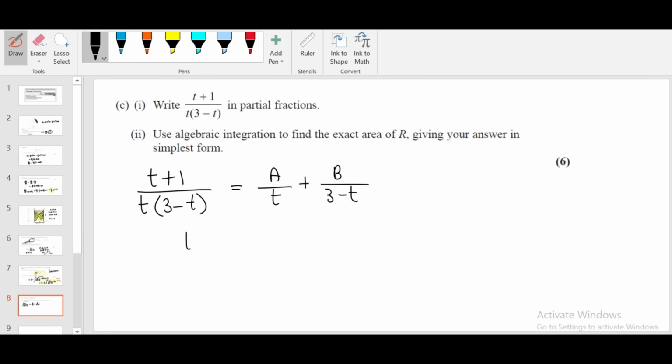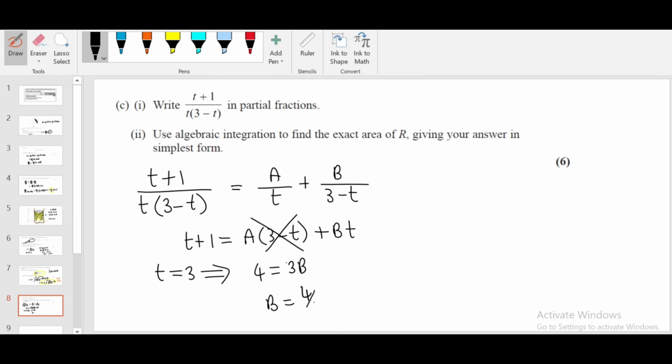Multiply throughout by the denominator, you will get t plus 1 is a times 3 minus t plus b times t. It's easy to find a and b here. Replace t by 3 first. This becomes 0. You will get 4 is equal to 3b, b is 4 over 3. And then replace t by 0. This becomes 0, this is 0. You'll get 1 is equal to 3a, so a is 1 over 3.